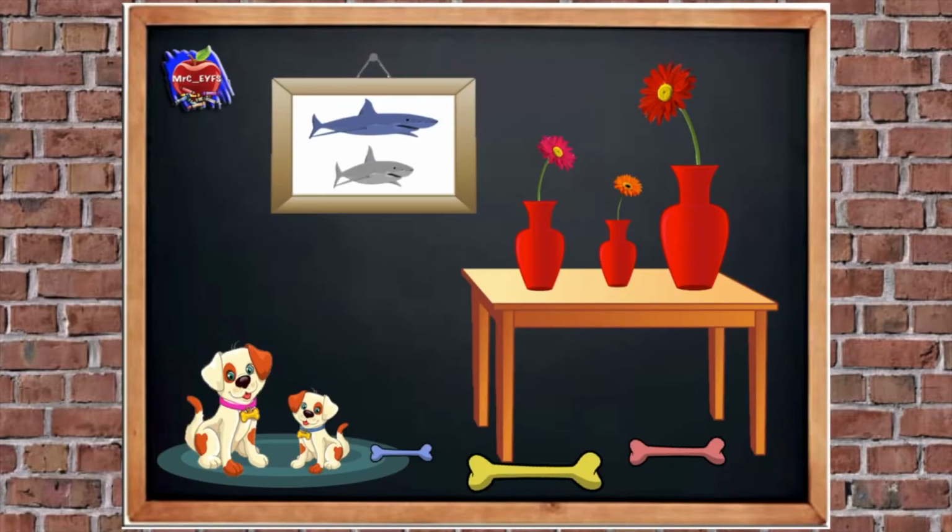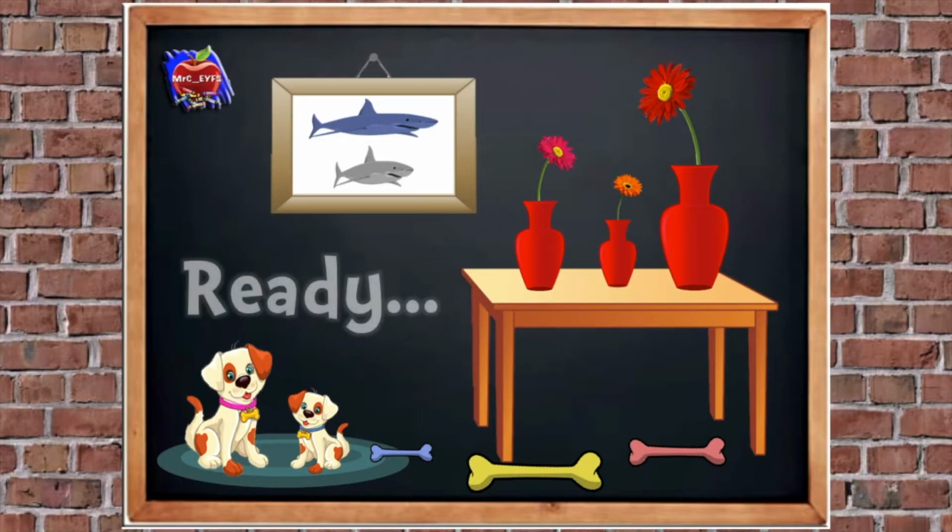Right, so here's a picture of my living room, and I've got 2 dogs who have left their 3 bones on the floor. I've got a shark picture, because I like sharks, and also I've got 3 vases with flowers in on my table. So what I want you to do now is look at all of the different objects and compare the size of them. So you're going to compare the length and also the height of something. When I say go, I want you to pause the screen and you can spend as long as you want just to compare those objects. Are you ready? Go.